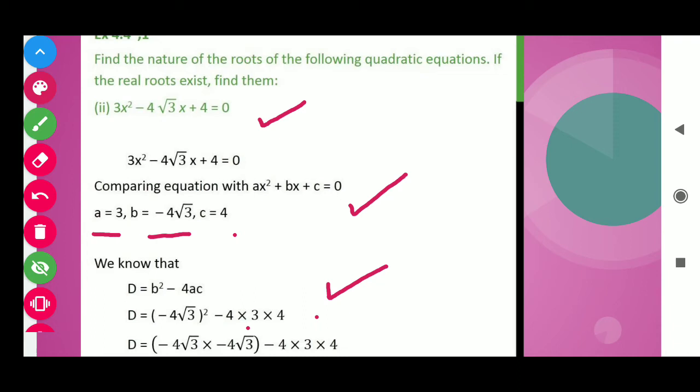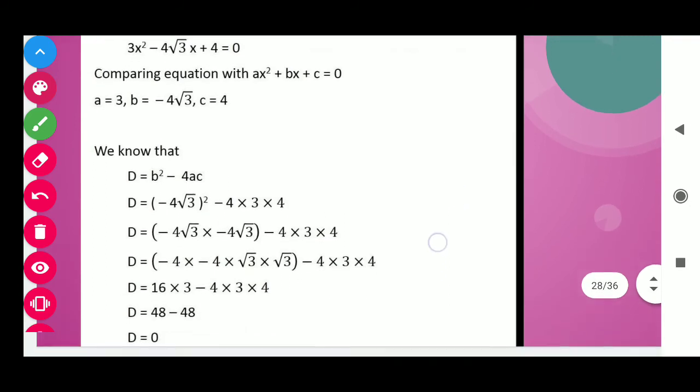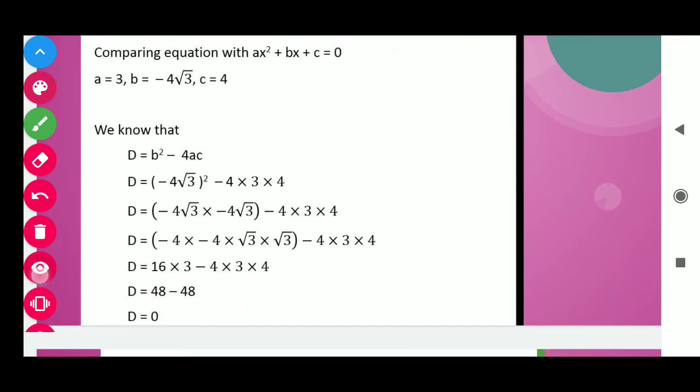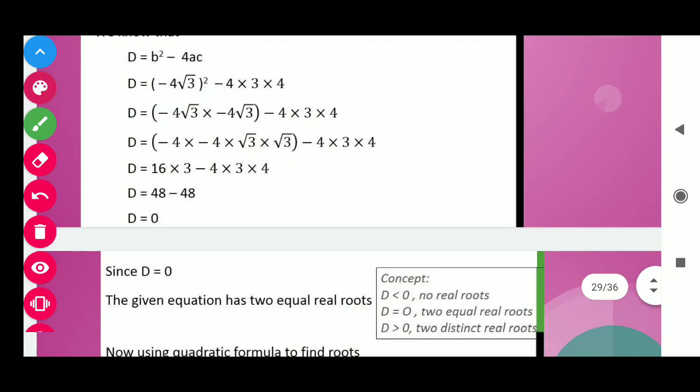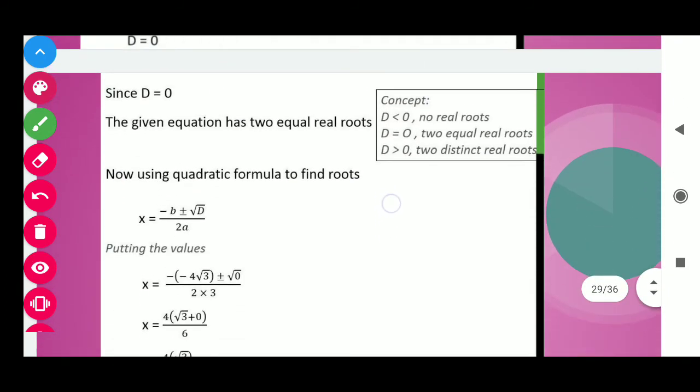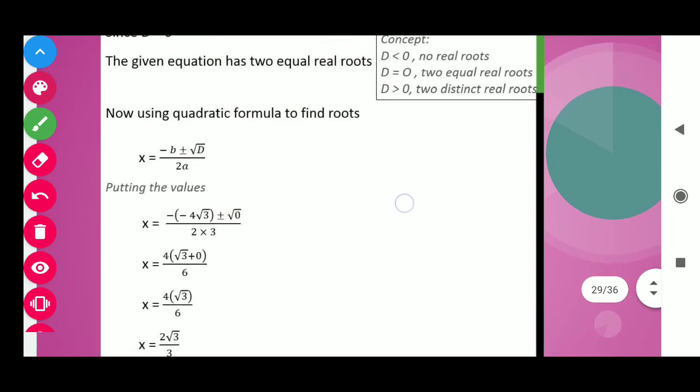into 3. Negative square is equal to positive. Square of negative quantity gives a positive result. In this way we get discriminant 0. So students, roots are real and equal. So in this way we have to find the roots because roots exist.